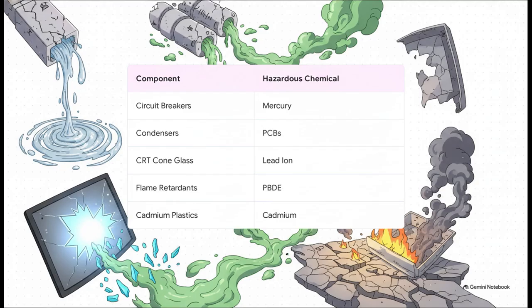And when plastics that are treated with flame retardants or contain cadmium end up in a landfill, compounds like PBDE and raw cadmium leach directly into the ecosystem. Every single component has a very specific, very real chemical consequence.